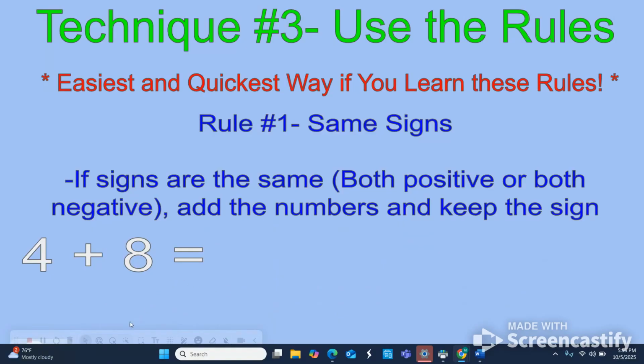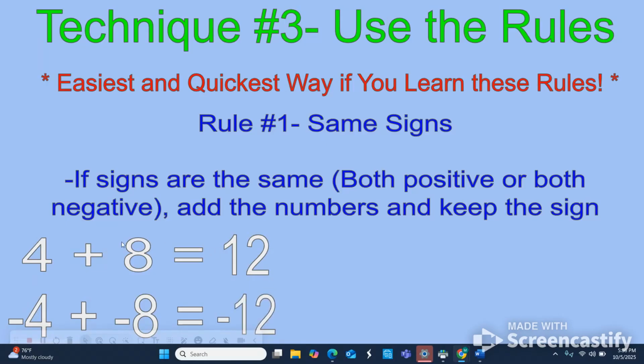Okay, so positive 4 plus positive 8. 8 plus 4 is 12. They're both positive, so my answer is positive 12. Okay, but on the other side of that, it's the same if they're negative. Okay, negative 4 plus negative 8. Signs are the same, so I add my numbers together. 4 plus 8 is 12. But because they're both negative, this is negative 12.